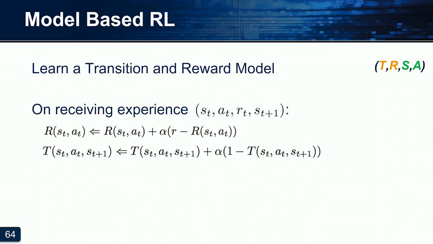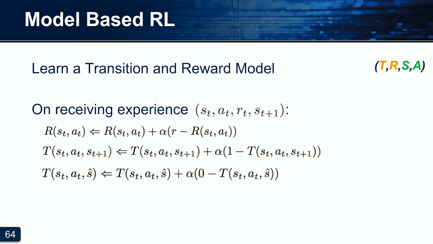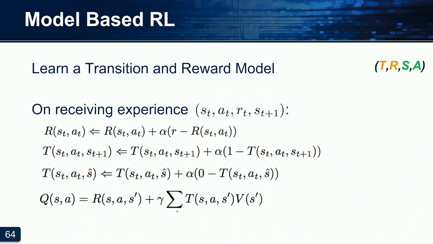Similarly, you want to update your transition function. So you want to say that for this state, action, next-state tuple, I want to move it closer towards 1, which is 100% probability of that transition happening. And then for every other state that I could have reached from there, I want to move that closer to 0. Right? So that's a kind of normalization effect that says that by taking action A in this state, it made this particular transition more likely, which in turn made other transitions less likely. And finally, given that, I can just compute my Q value function. Right? So I can update that based on my new estimates of R and T, the same way we've seen before.